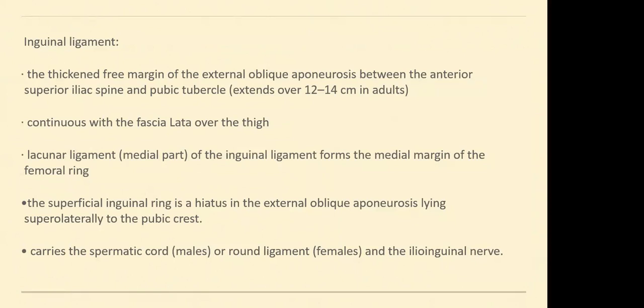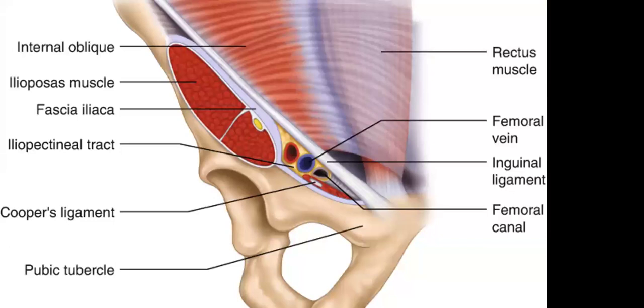The superficial inguinal ring is a hiatus in the external oblique aponeurosis lying supralaterally to the pubic crest. It carries the spermatic cord in males or the round ligament in females and the ilioinguinal nerve. This is the inguinal ligament extending from the pubic tubercle to the anterior superior iliac spine. It's the thickened free edge of the external oblique aponeurosis.